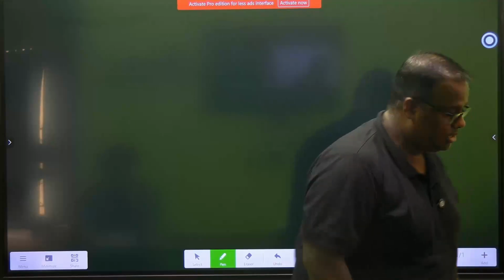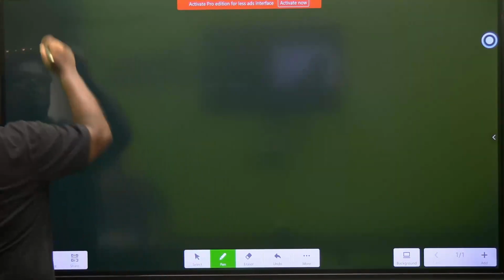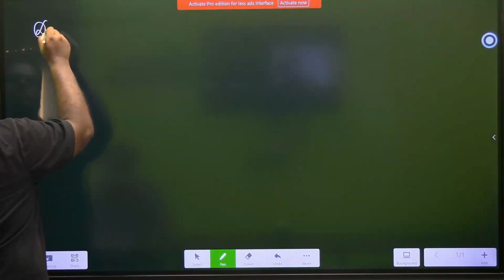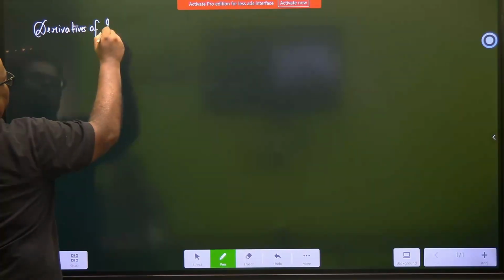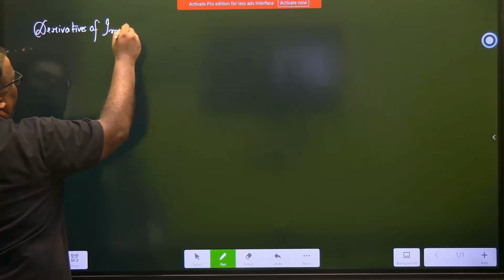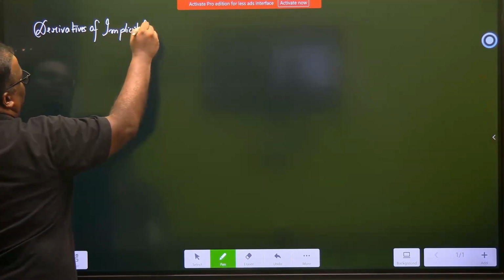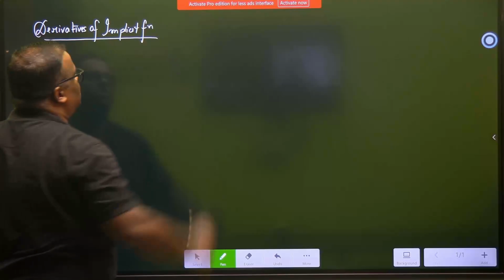Implicit functions differentiation. Okay, easy, just you need to understand a bit. Today we'll be doing differentiation, derivatives of implicit function. Now what do you understand by implicit function?